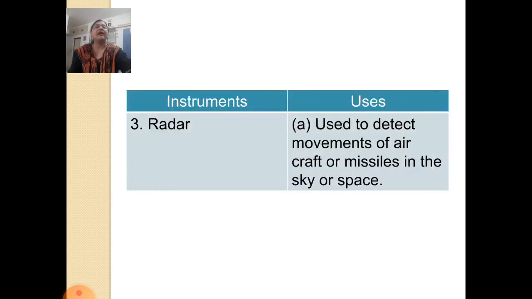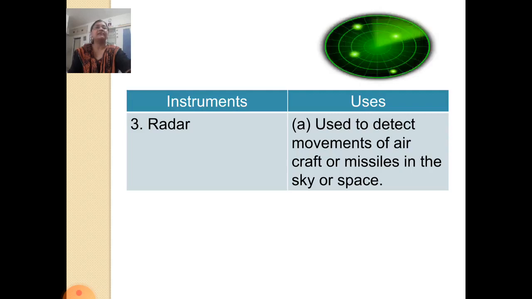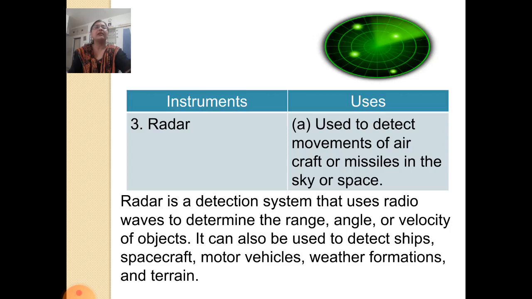Next one. Radar is used to detect movements of aircraft or missiles in the sky or space, which is option A. Radar is a detection system that uses radio waves to determine the range, angle, or velocity of objects. It can also be used to detect ships, spacecraft, motor vehicles, weather formations, and terrain.